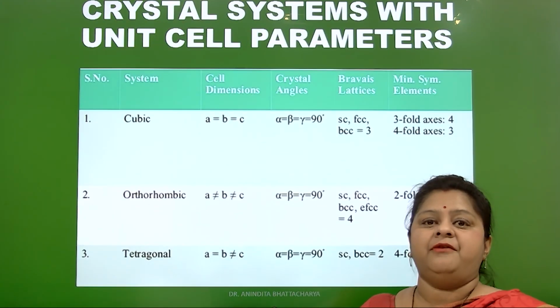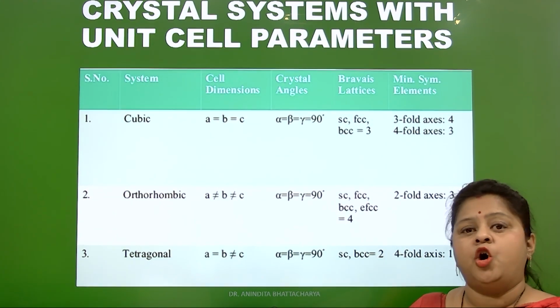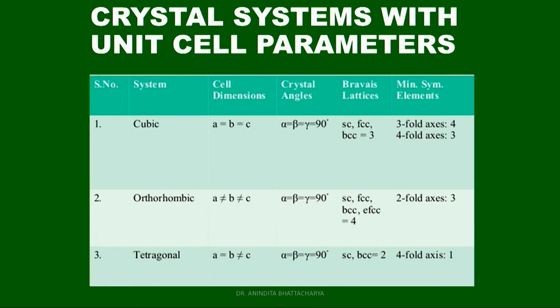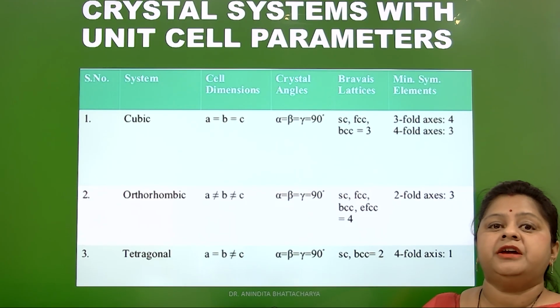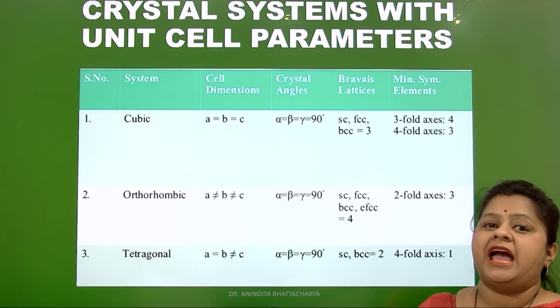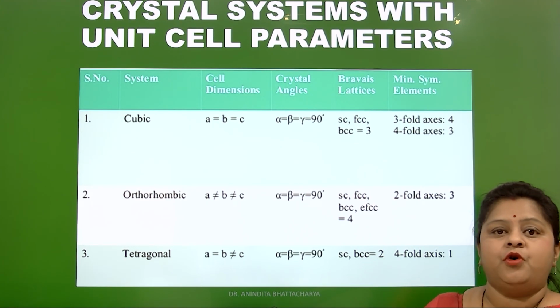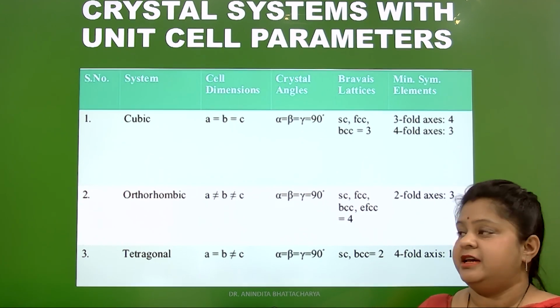Next, we have orthorhombic, and orthorhombic will not have a single side equal. Neither a = b nor b = c, but all the angles are equal to 90 degrees. In this, we have all the 4 Bravais lattices: simple, face-centered, body-centered and end-face-centered structure. It will have 3 two-fold axes.